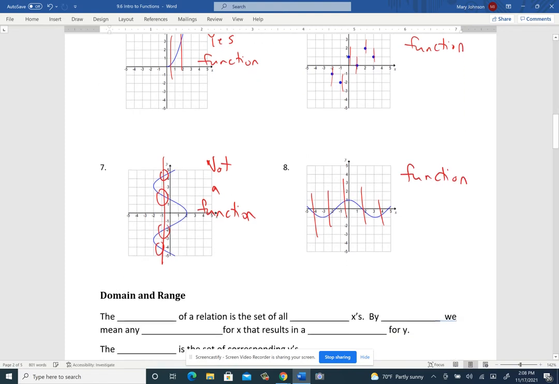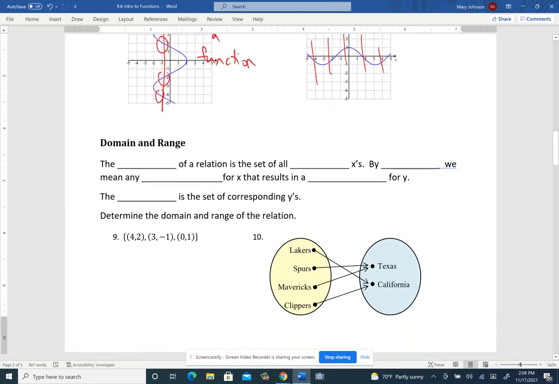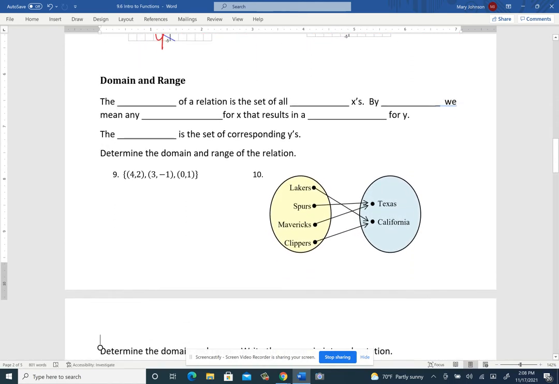Okay. Number 8 is a trig function. We use these to model things like the tides, high and low tides, or temperatures that fluctuate up and down. So over time, you've got the tide going in and out, and it winds up looking something like that a lot of times. Okay. All right, now we're going to look at the concept of domain and range next.